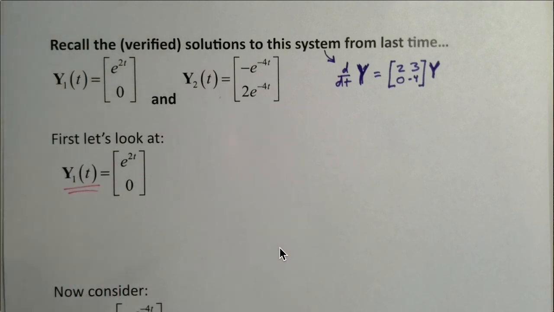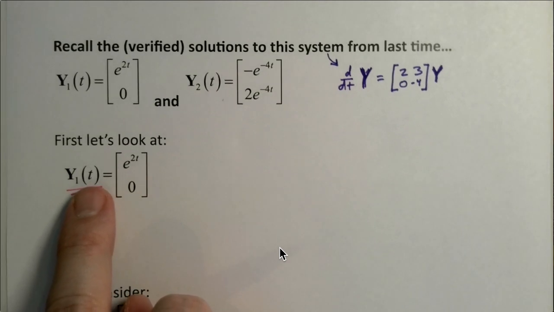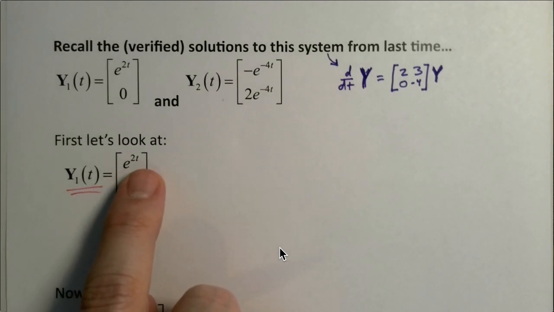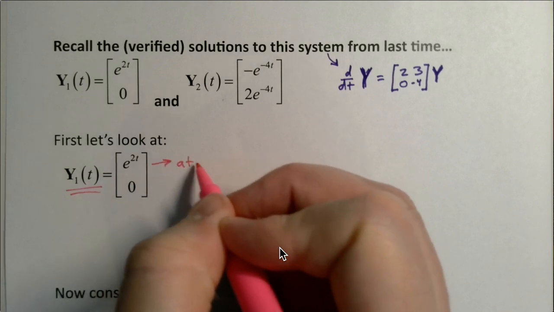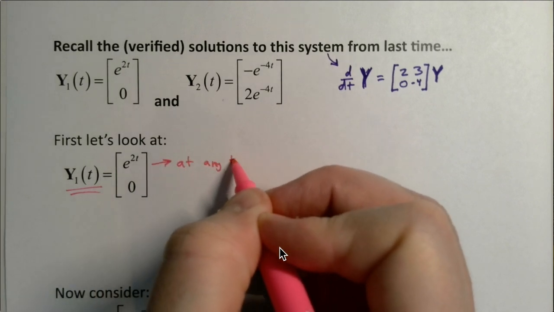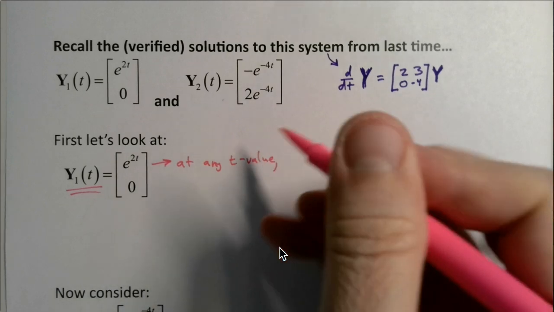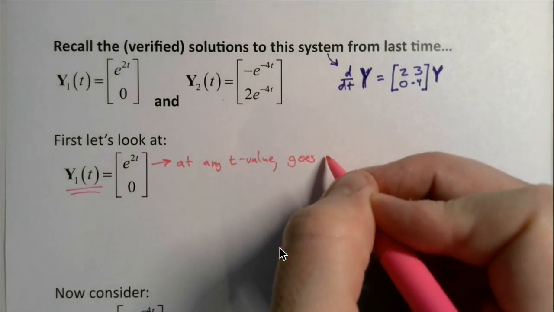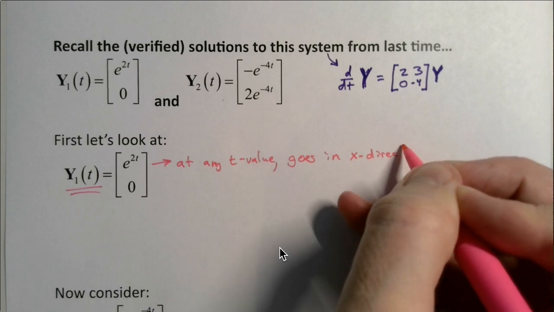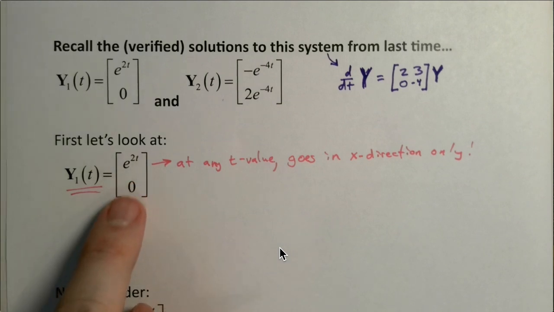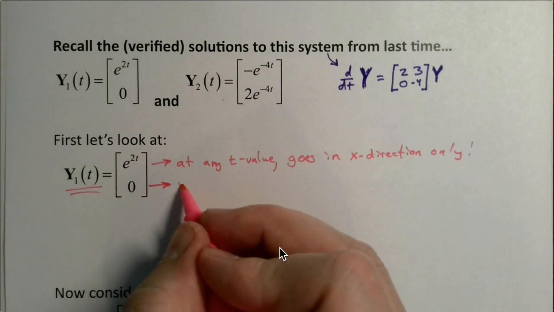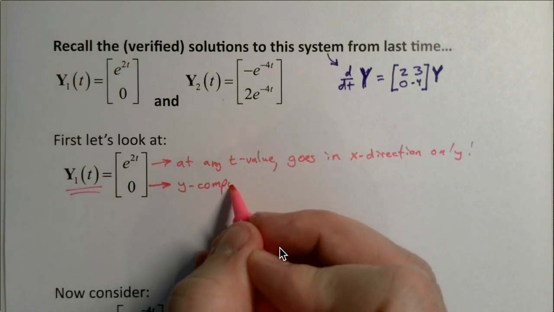And if you notice that for any value of t that we plug in, this thing is only changing in the x direction. So the x-coordinate is changing with respect to time. The y-coordinate is not. So at any t value, this thing goes in the x direction only. Right? There's no motion in the y direction. The other thing that's worth noting is that the y component is always 0.